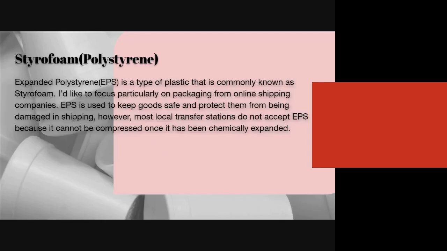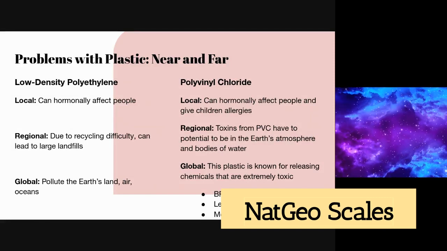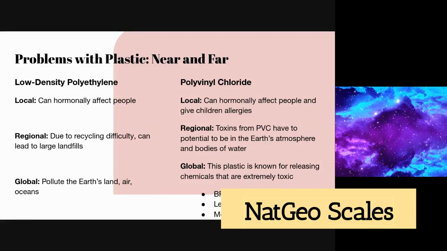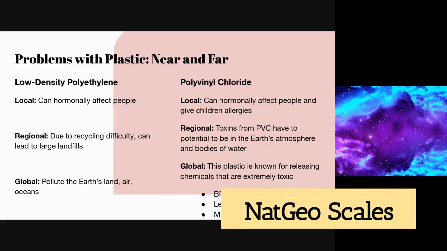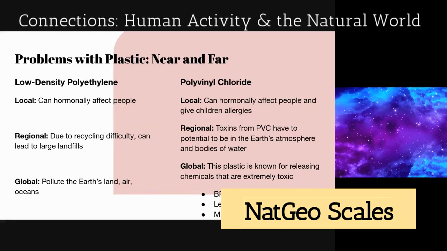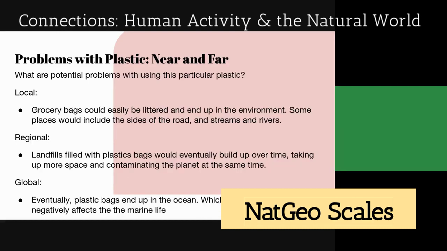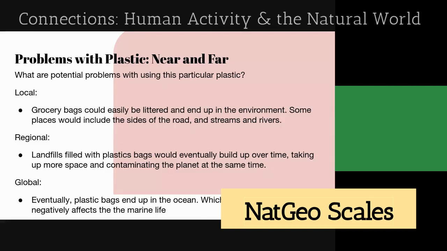We expanded polystyrene in styrofoam, but in the shipping industry, it's used as peanuts, as like corner pieces for protection for heavy items. And then for polyvinyl chloride, locally it can also hormonally affect people, and it also is known to give like kids allergies, like if it's used to make like children's toys and stuff. And regional toxins from this have potential to be in the Earth atmosphere. And globally, they end up in the ocean, which contributes to like the Great Pacific Garbage Patch.